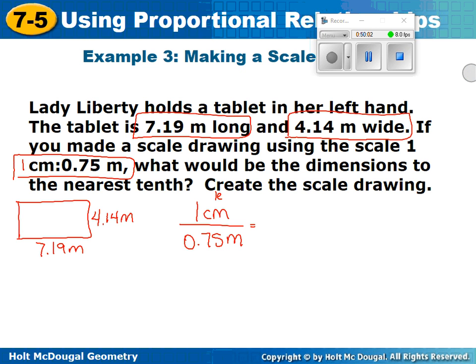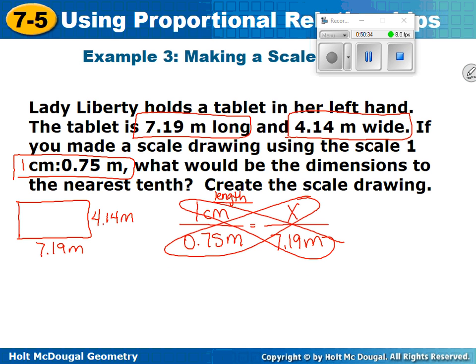So this is to calculate the length. We know that 1 centimeter is the same as 0.75 meters. We know it is 7.19 meters long. Where is that going to go in our other fraction? The bottom. Keep your meters in the same spot. What do we want to put on the top? X. We're trying to find the length. So now we're going to cross multiply and we're going to solve. So we have 1 times 7.19 is just 7.19 equals 0.75 times X.